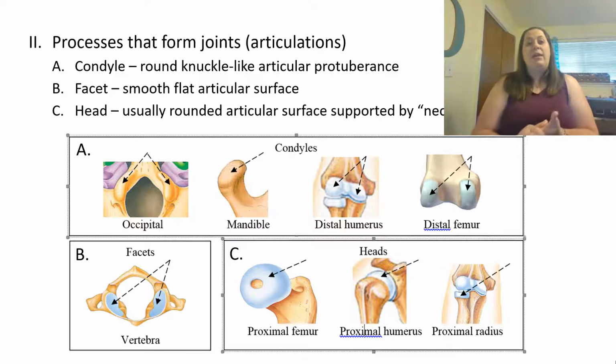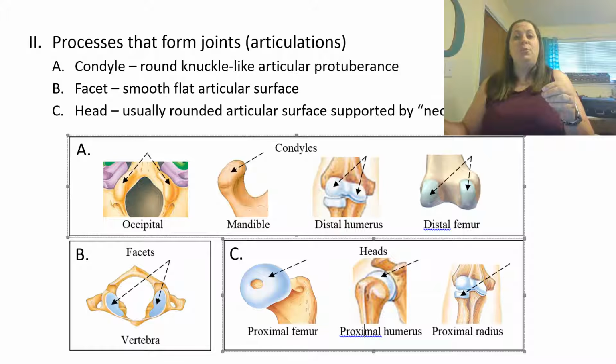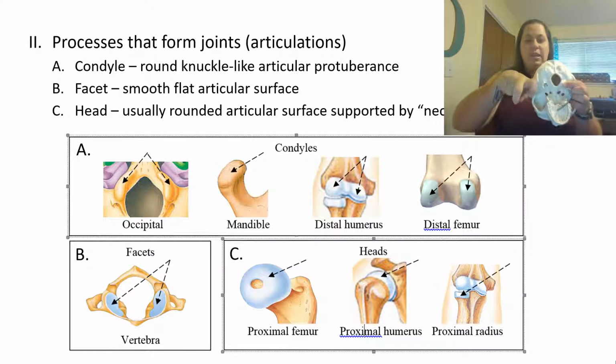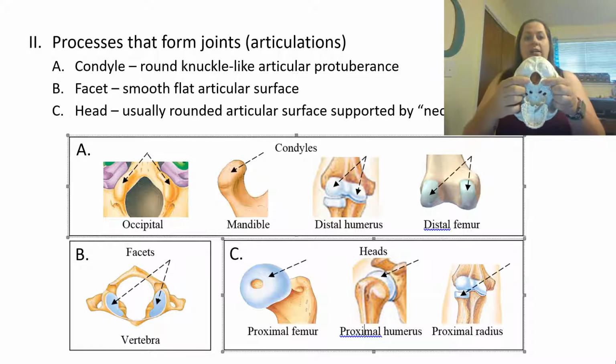The next one we want to look at are called the processes, and these are going to help form joints, or what we would call articulations. So one example is going to be what we call a condyle. These are going to be round knuckle-like projections or protuberances. And so again, on the skull, if we look right here, these guys kind of look like a knuckle here. This is a condyle. All right, this is called the occipital condyle.